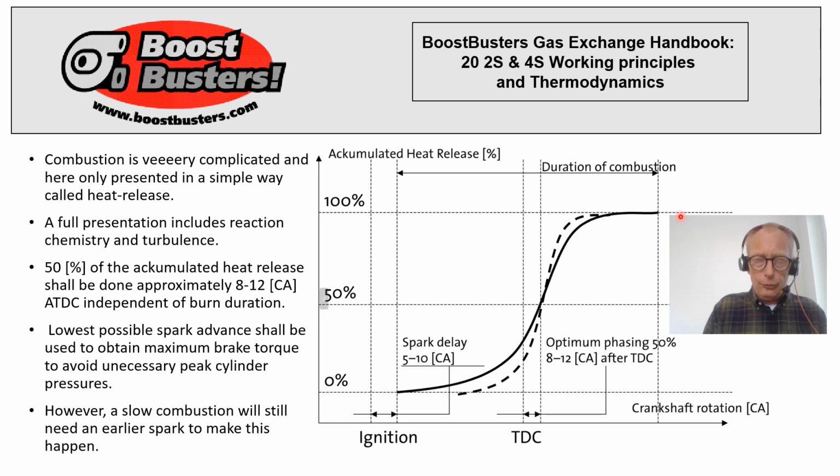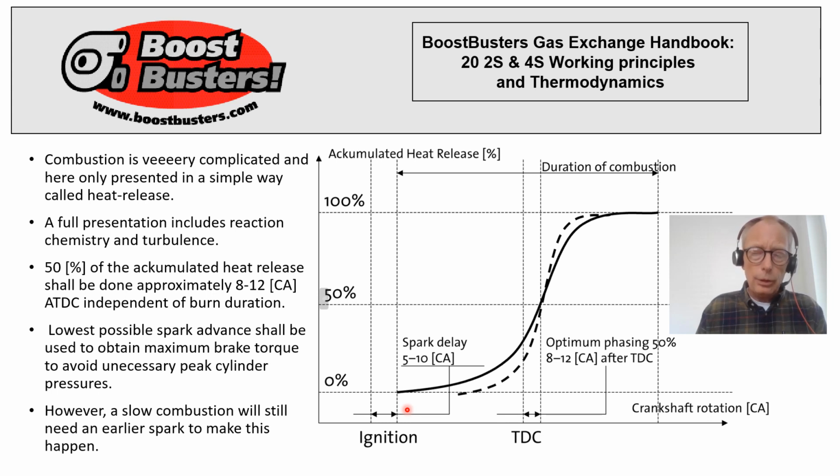What is important for the performance and for the efficiency of the engine is that the 50% burn point should happen approximately 8 to 12 crank angle degrees off the top dead center. If we have a slow combustion system, to make this happen, we need to fire the spark plug a little bit earlier. But the goal is to obtain 50% burn 8 to 12 crank degrees off the top dead center. To make this happen, we control when we fire the spark plug.